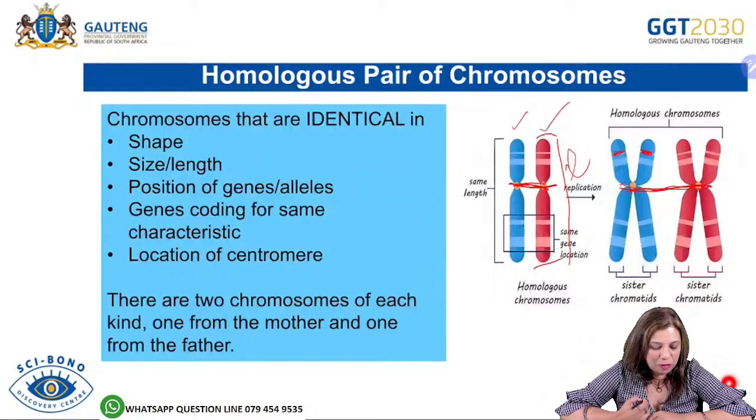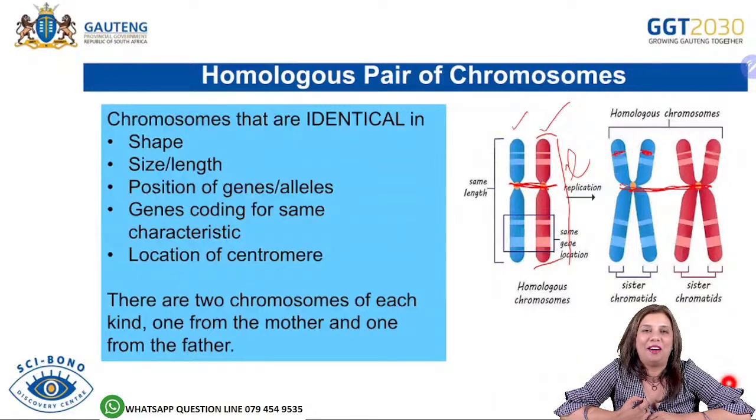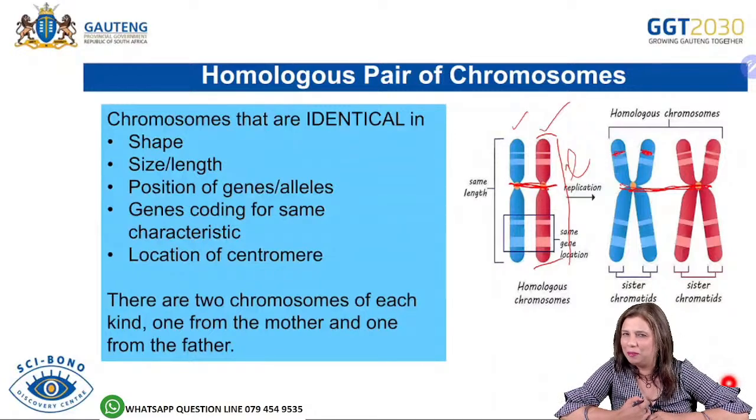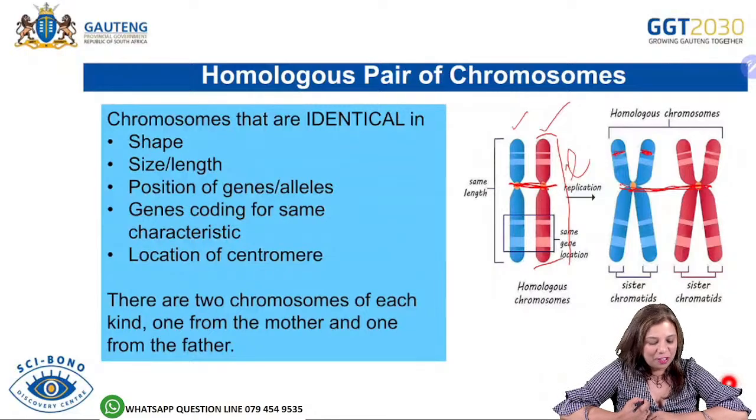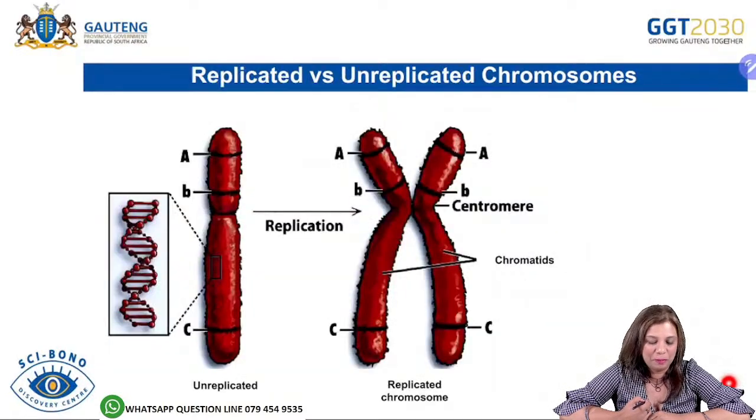There are two chromosomes of each kind, one from the mother and one from the father. We know this from our work on DNA, that we have a maternal chromosome and a paternal chromosome. That is why we have some features where when we go out, people will say, oh, you look just like your mom, you have your mom's nose, you know, things like that. Those are the features which we get from our mother and our father, the similar genes that we talk about.